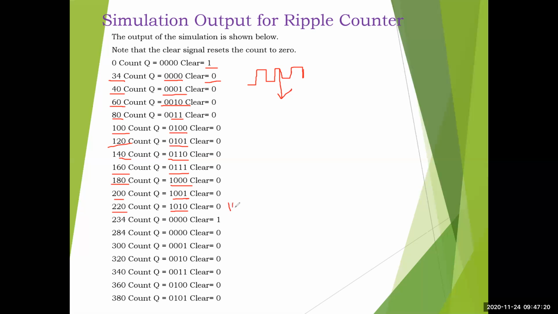Counting was still going, but what happened here is at 234 you have made clear equal to 1. That's why the count will reset to 0. This will continue up to 284 where you made clear equal to 0. So still it is 0, but exactly when it will start is at 300. Just at 280 there was a negative edge, at 240 there was a negative edge. The next was 300, so it will again start counting 0, 1, 2, 3, 4, 5 like that. It will continue again. If you make clear 1, it will reset.